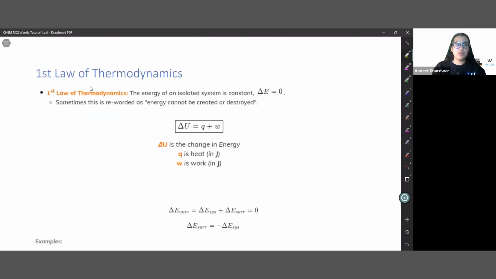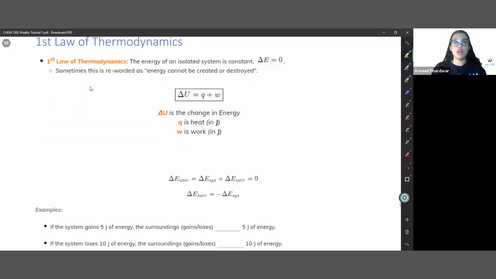Okay, so the next thing we're going to look at is the first law of thermodynamics. This law is saying that energy is not created or destroyed, and so the energy of the universe is equal to 0. Okay, so we'll talk more about that in just a second. This is the equation that we get from the first law, where, by the way, if you see delta E, it's the same thing. They both represent internal energy. Sometimes people write U, same thing, internal energy.